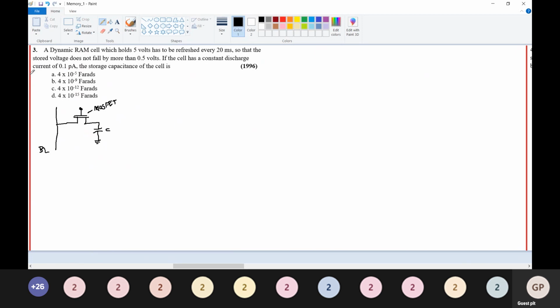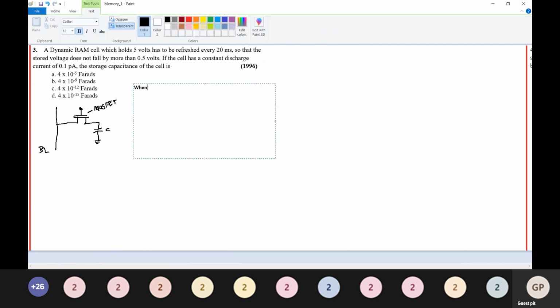So when the transistor T is on, capacitor C is charged to the bit line value. Here the bit line value is nothing but 5 volts. That is, VC is equal to 5 volts. Fine.